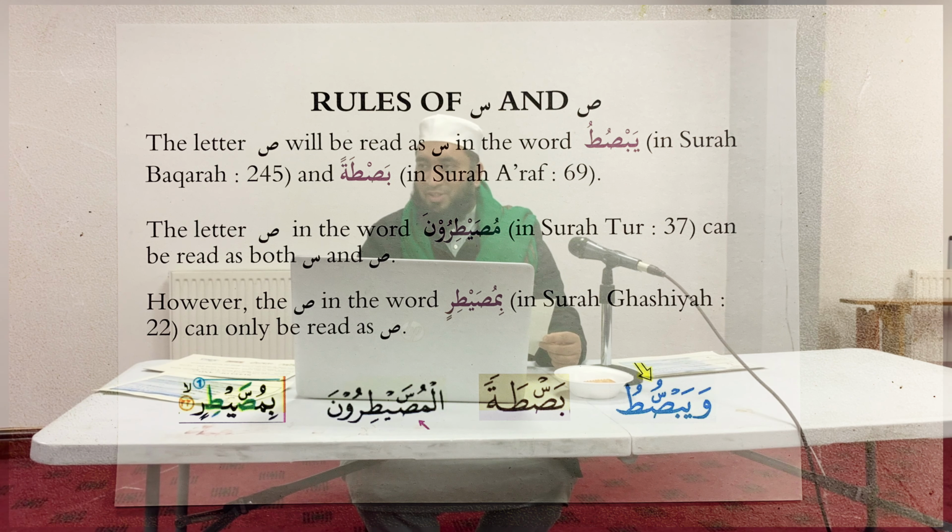Musaytirun in Surah Tur, ayat number 37. This one you can read with sin or Sad, both are allowed. So it's up to you whether you choose sin, Musaytirun, or if you choose Sad, Musaytirun. Why did they put the Sad in the first place? Why can't you just make it a sin?